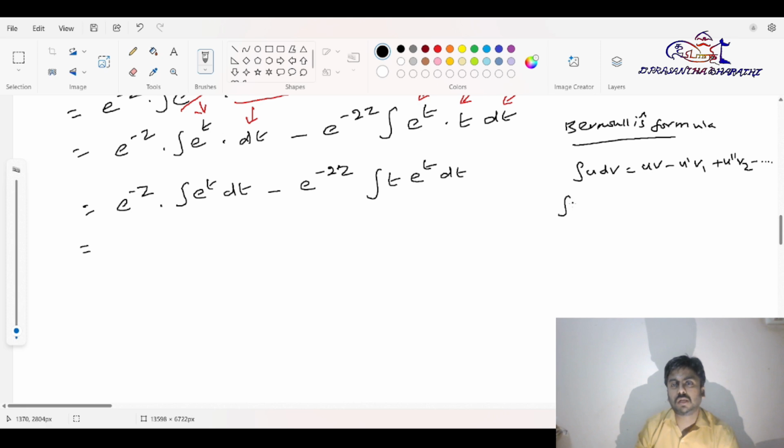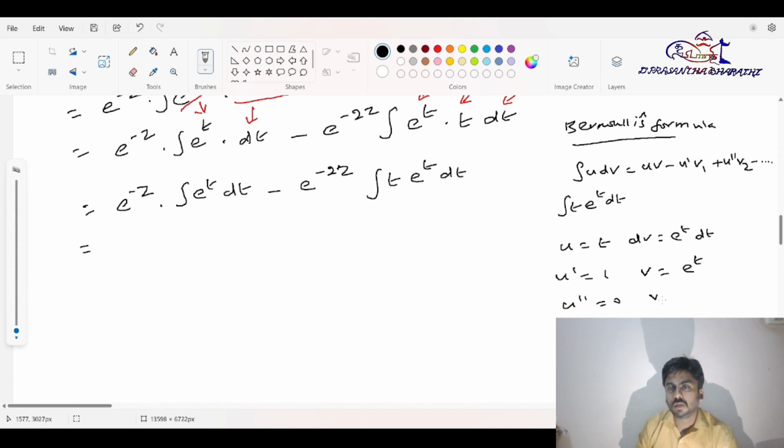So for the integral t e^t dt, you have to take u equal to t and dv equal to e^t dt. As I have already mentioned, this term will not be changed. e^t is always e^t under differentiation and integration. So u' equals 1 and v equals e^t. u'' equals 0. v1 equals again e^t. v2 is also again e^t.